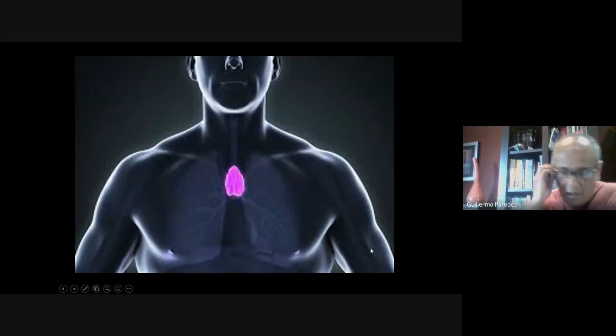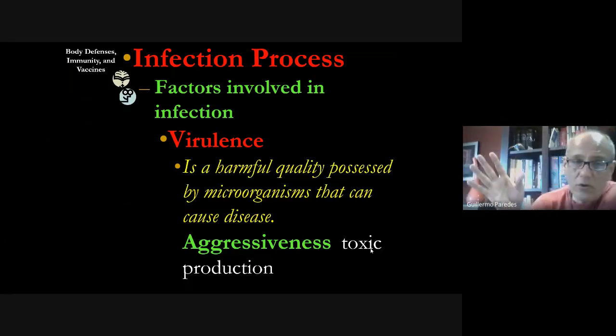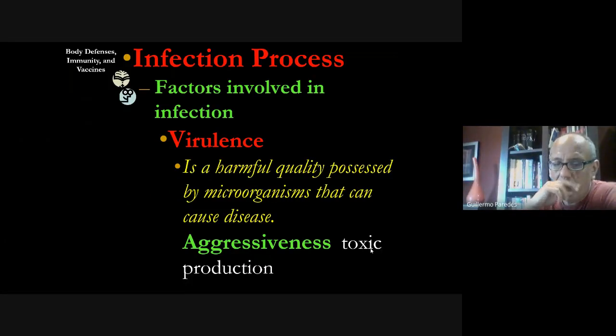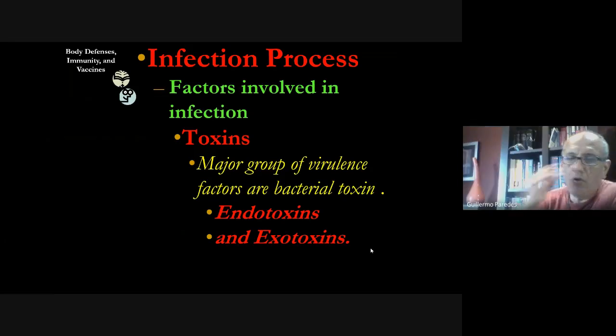Okay, thank you. Now here we have the infection process. Factors involved in infection: the virulence. Virulence is how aggressive the bacteria or virus is. So virulence is not just for viruses; it applies to any microorganism. Virulence, translate it in your mind, means how aggressive the microorganism is. Aggressiveness. Okay, we got it? Yes, Doc. Okay.